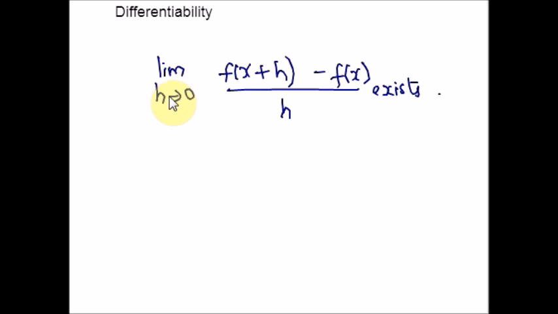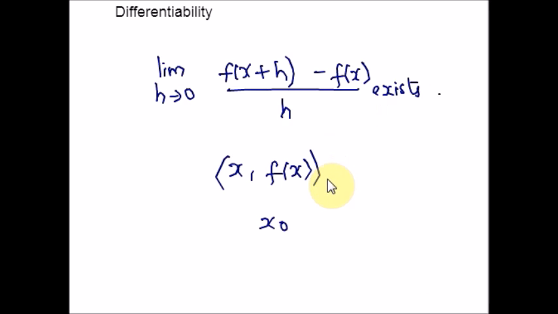Please read this one. Limit h tends to 0, f of x plus h minus f of x divided by h. This is somewhat similar to the mean value theorem formula. Am I right? Thus, the graph of f has a non-vertical tangent line at x comma f of x. The value of the limit and the slope of the tangent line are the derivative of f at x naught. So this is the definition of differentiability.